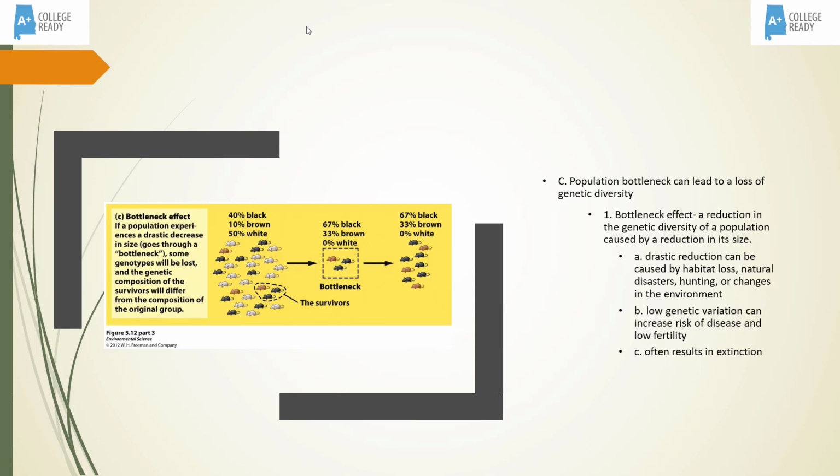As you see from the diagram, it says if a population experiences a drastic decrease in size, in other words, goes through the bottleneck, some genotypes will be lost, and the genetic composition of survivors will differ from the composition of the original group. In other words, the species may continue, but not have the variety that it had before. This is going on right now with a lot of species: even though we might be able to keep them around, their ability to survive long term might still be in jeopardy because of the loss of genotypes, the genetic material, the variety in their gene pool.